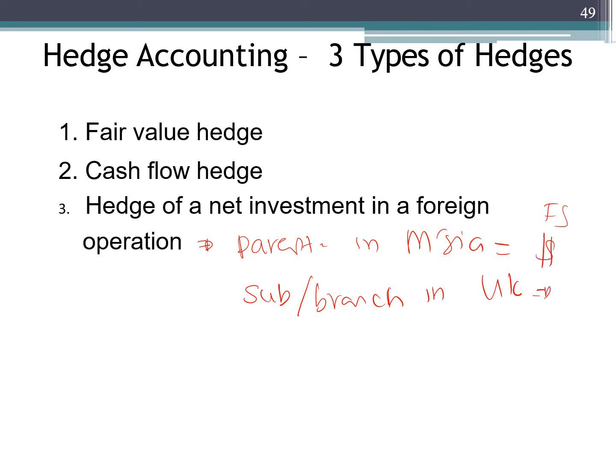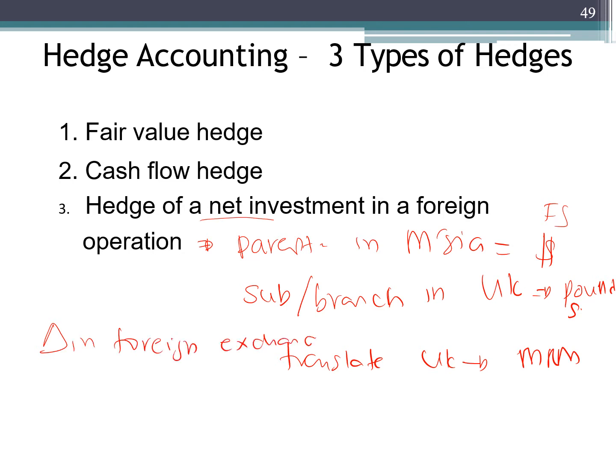For Malaysia, they prepare the financial statements in Malaysian ringgit, and for the UK company, they prepare theirs in pound sterling. Once the parent prepares the financial statements, they need to translate the UK branch into Malaysian ringgit. So here we look at the hedge of the net investment in a foreign operation, because there are changes in the foreign currency, so we hedge against changes in the foreign exchange.